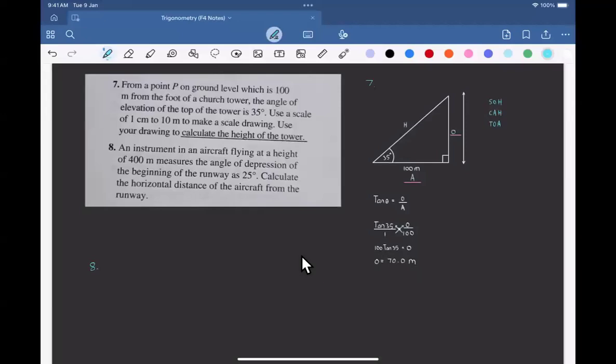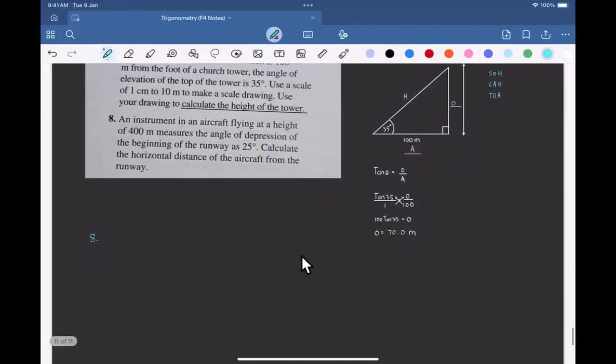An instrument in an aircraft flying at a height of 400 meters measures the angle of depression of the beginning of the runway as 25 degrees. Calculate the horizontal distance of the aircraft from the runway.